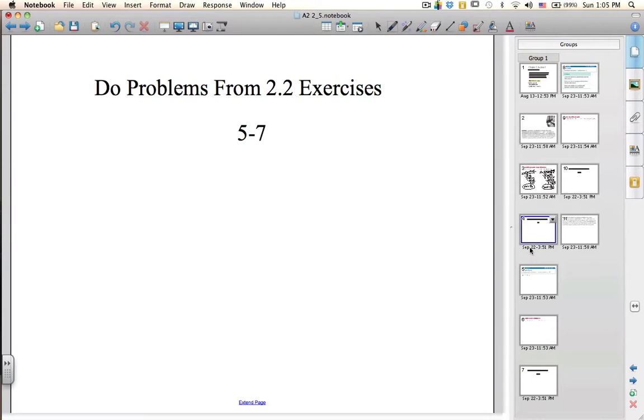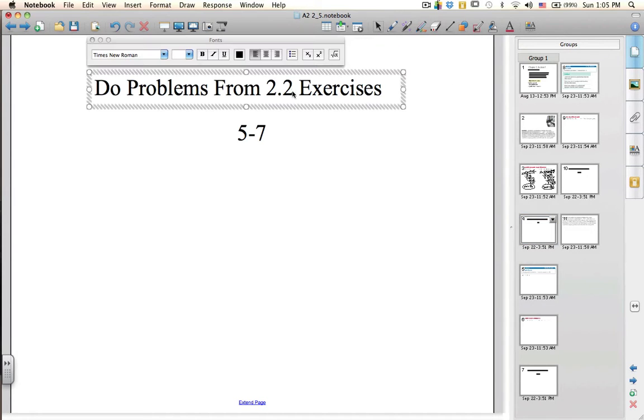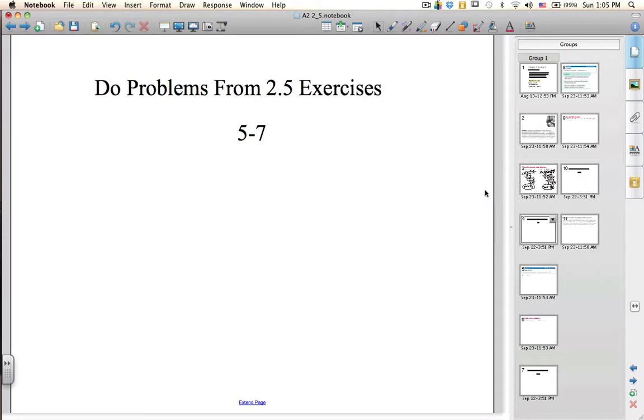Do problems 5 through 7 in the workbook. Not the workbook, but in the textbook. And obviously this is not from 2.2, this is from 2.5. My mistake on the slide there. All right, when you're done with that, come on back.